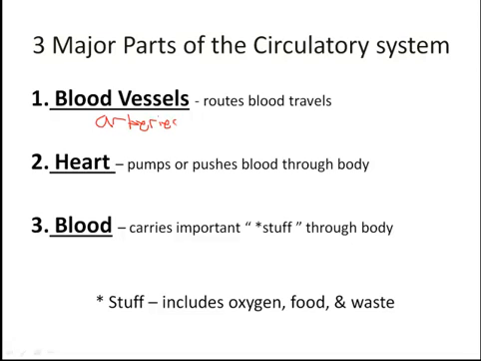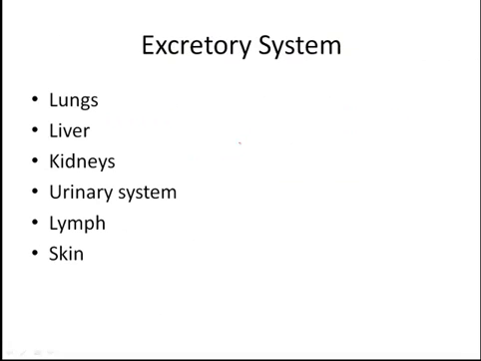Arteries are going to carry blood away from the heart. You have veins, which are going to carry blood toward the heart. And then you have the tiny little ones called capillaries, and they are going to connect your arteries and veins, and they bring the stuff directly to the cells of your body.